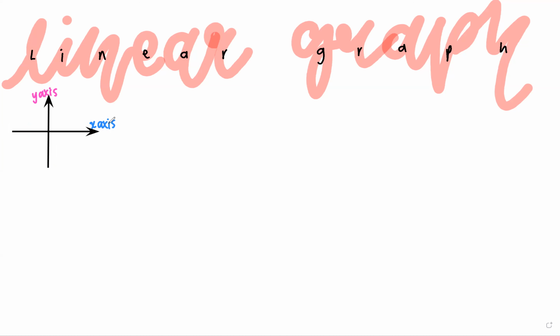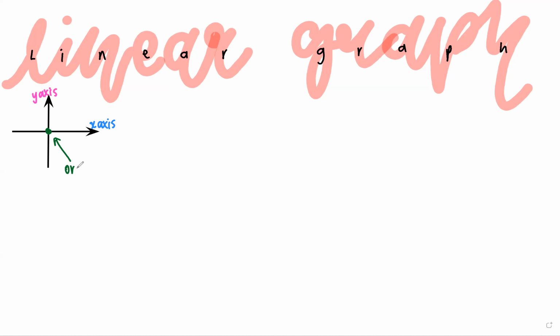So when the y-axis and x-axis meets, what is this particular point called? The point where the y-axis and x-axis meets. The y-intercept? Nope, that's not the y-intercept. It's not the intercept. What is it? Origin. Yes, it's the origin.